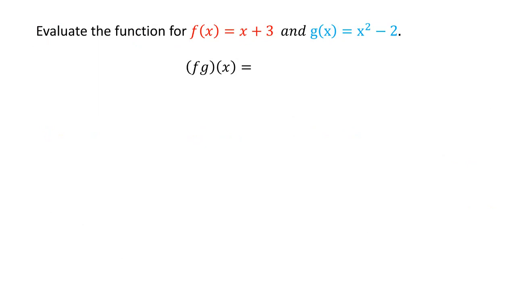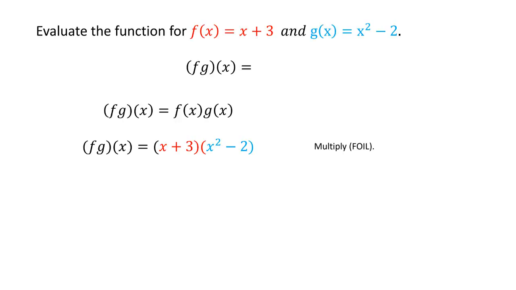Let's look at this. Evaluate the function for f of x is equal to x plus 3 and g of x is equal to x squared minus 2. So let's go ahead and do the product of these two functions. Okay, so they want us, I like to write it, f g of x. It means f of x times g of x. And let's just go ahead and replace. F of x is x plus 3. G of x is x squared minus 2.